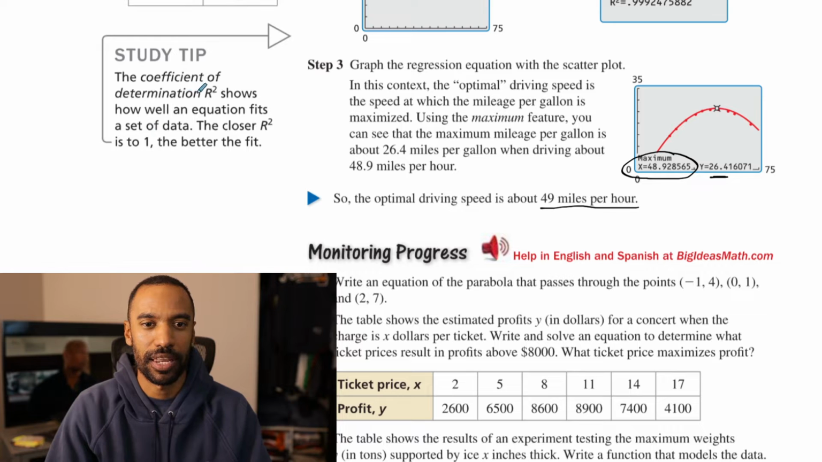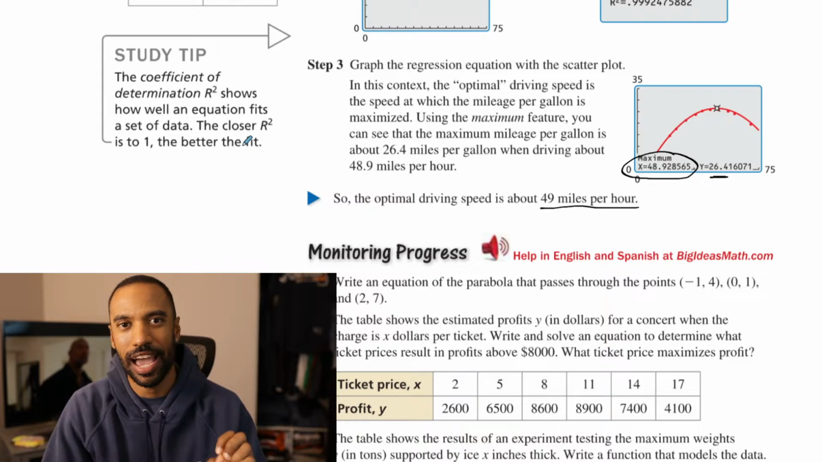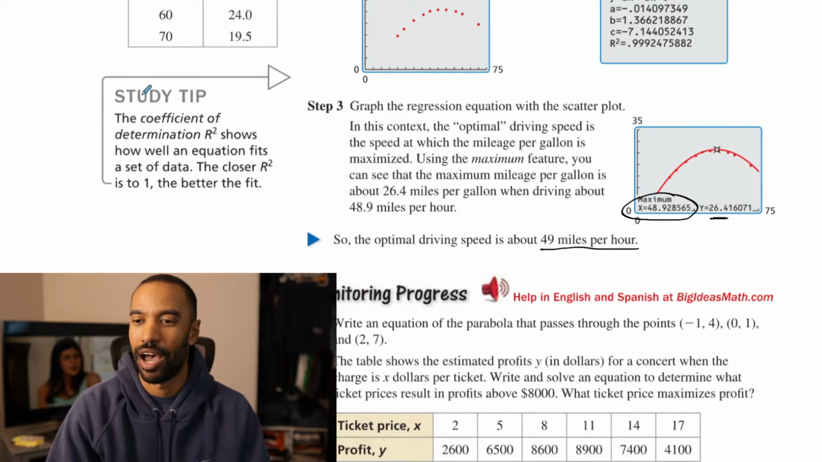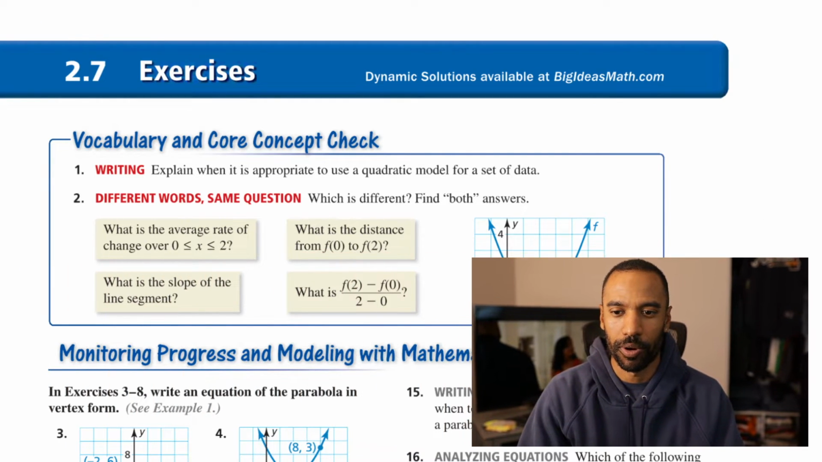Oh, here's them explaining the r squared. The coefficient of determination, I didn't know that was the phrase. R squared shows how well an equation fits a set of data. The closer r squared is to 1, the better the fit. They don't actually state how it represents a specific percentage. It actually specifically represents a number that explains something. Anyway, all right, that is the lecture portion.